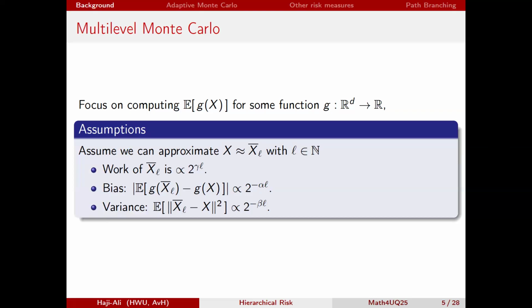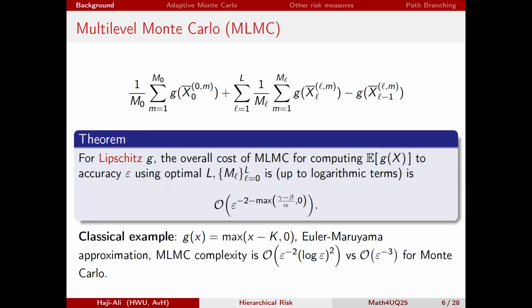Typically, you would have this assumption or this beta rate associated with G of XL. And of course, if G is Lipschitz, then that is the same rate, and that's precisely what I write here. So the usual multi-level Monte Carlo estimator: if G is Lipschitz, then G inherits the convergence rate of XL, of the approximate samples.